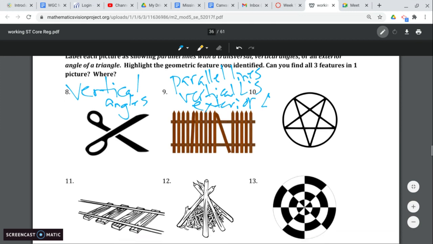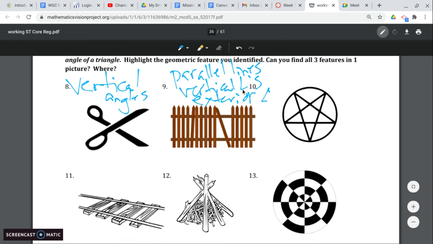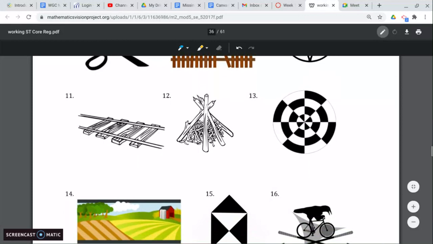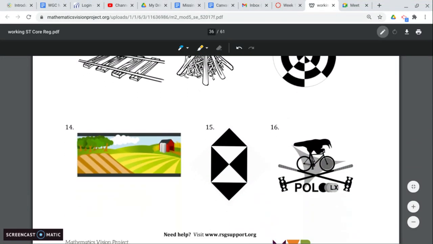So that's what you're looking at here, is trying to figure out what of those postulates can be represented by these different real life pictures and so forth. So some of them will have all 3, others will have just 1, they may have 2. So just kind of depends on the picture.